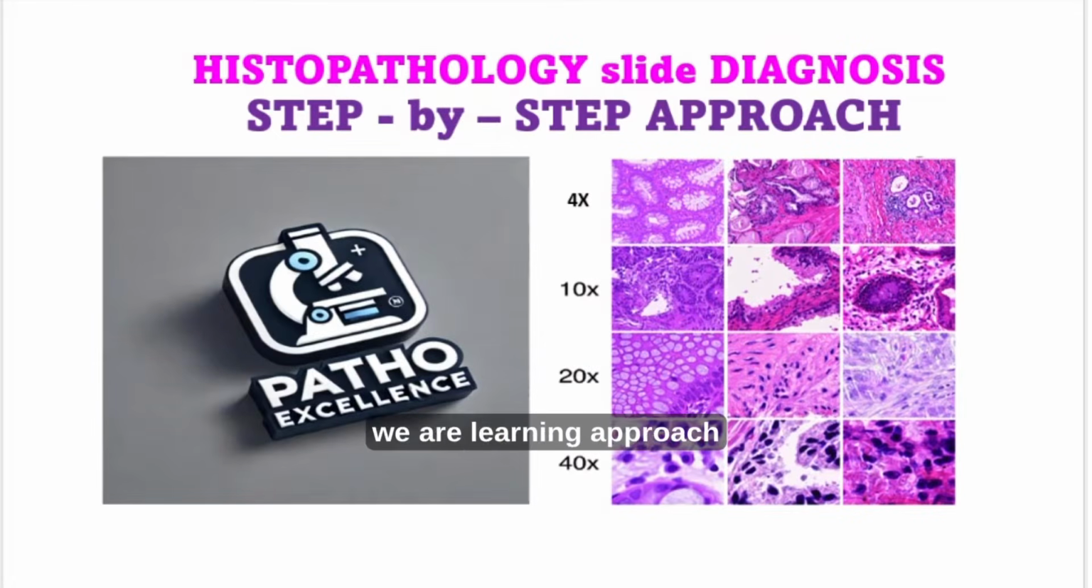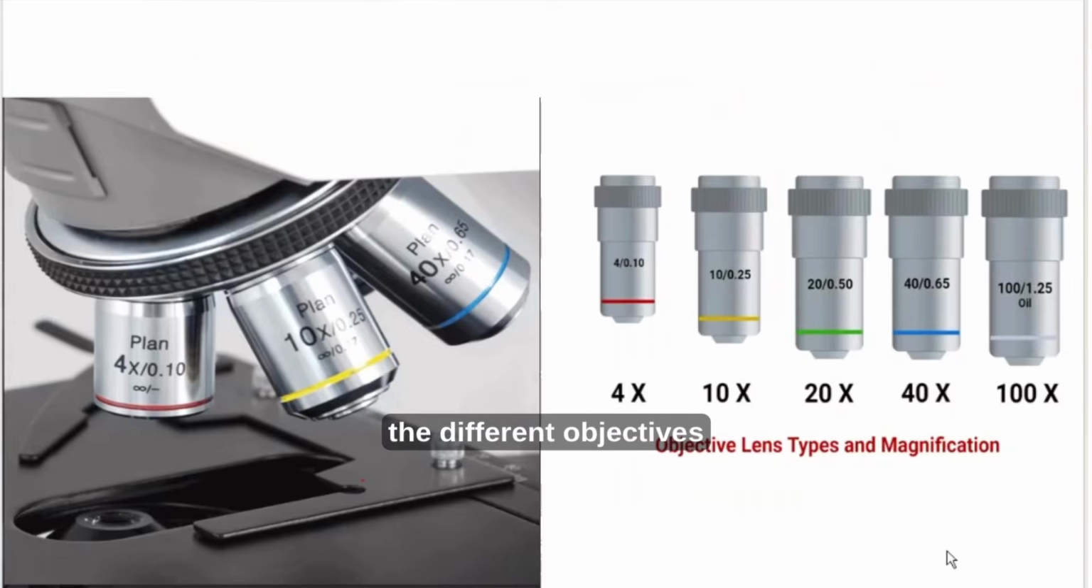Today we are learning the approach to HP slides under the microscope. In histopathological slide examination, always follow a systematic approach using the microscope objectives in sequence. So let's see what the different objectives in the microscope are.